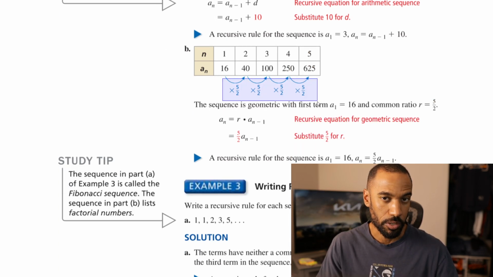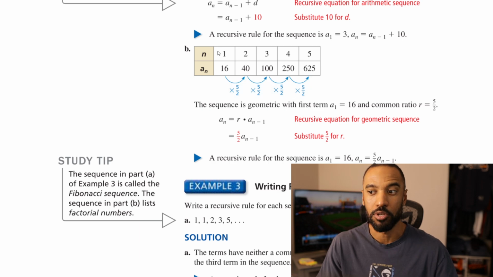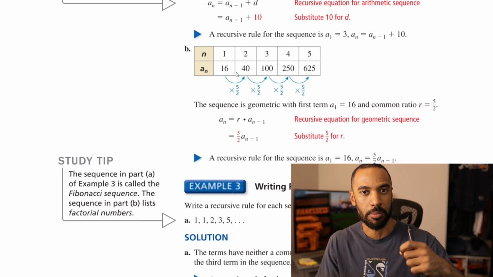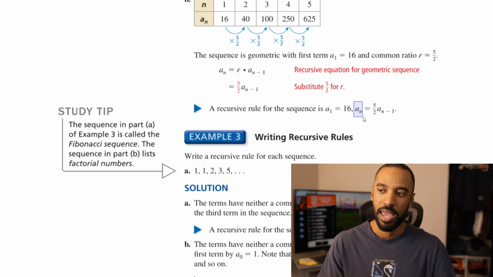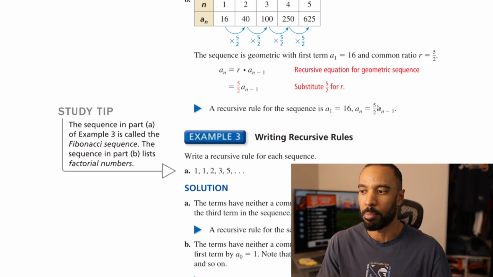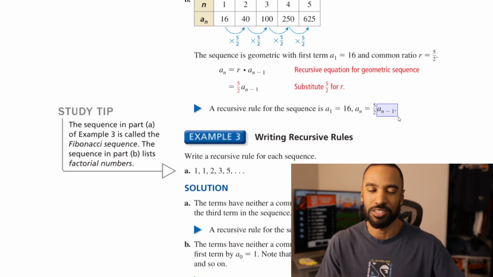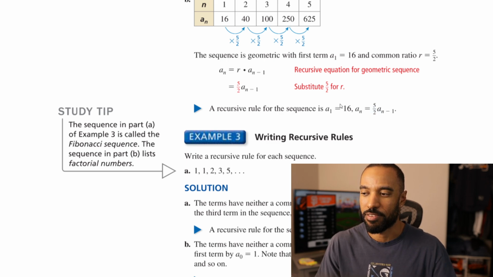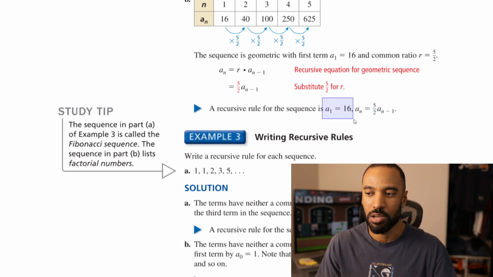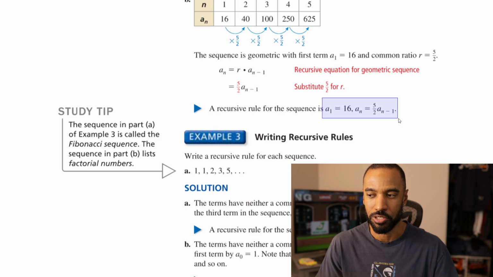So it's a geometric sequence. You're multiplying by 5 halves each time. Your first term is 16. So what do you say? Take the previous term times 5 halves to get the next term. It's going to look like that. 5 halves times the previous term. So that's what that means, right? A sub n is the value of the nth term. A sub n minus 1 is the value of the n minus first term. Whatever n is, subtract 1 from it to get the value of the previous term. So that's why we're multiplying by 5 halves. And, oh, by the way, a sub 1 is 16. So that's the whole answer there.